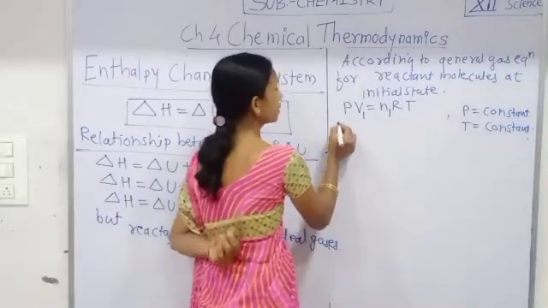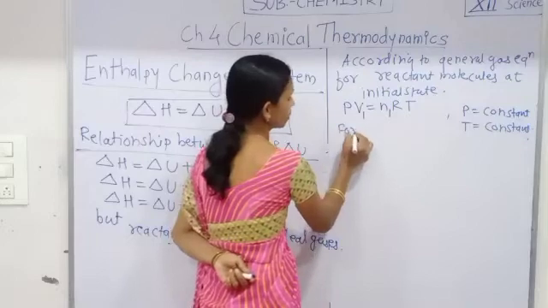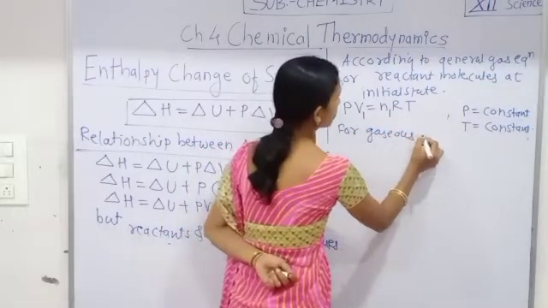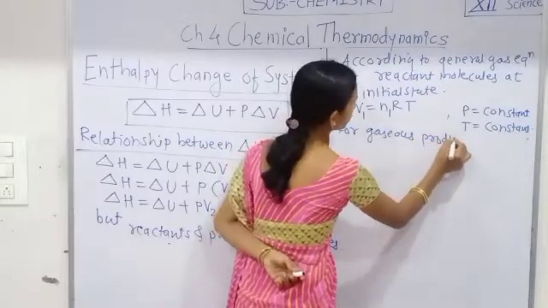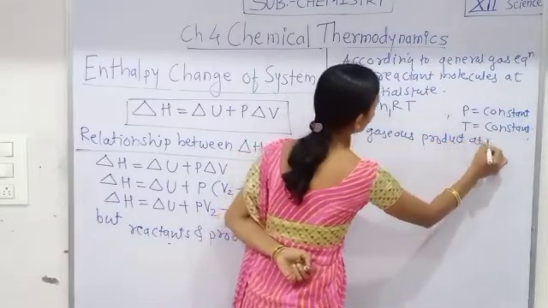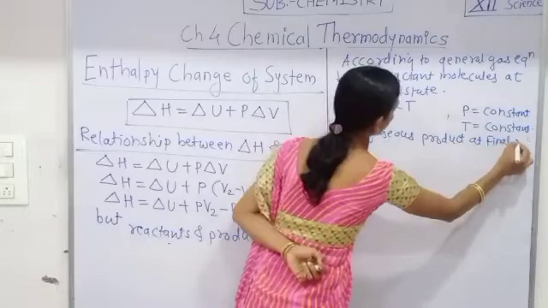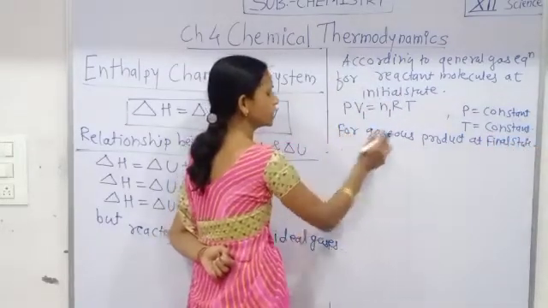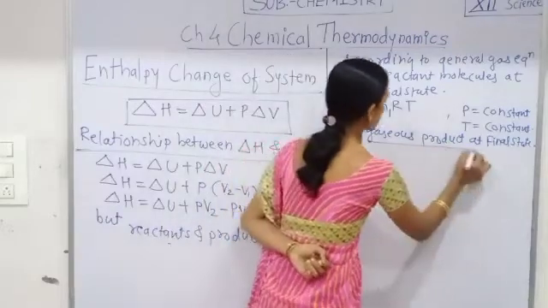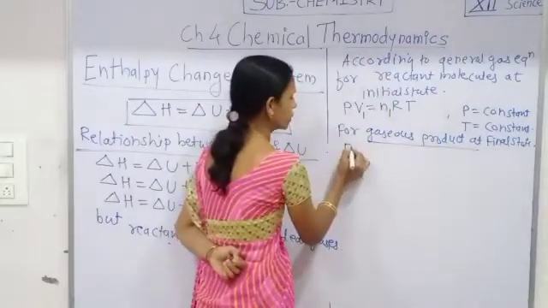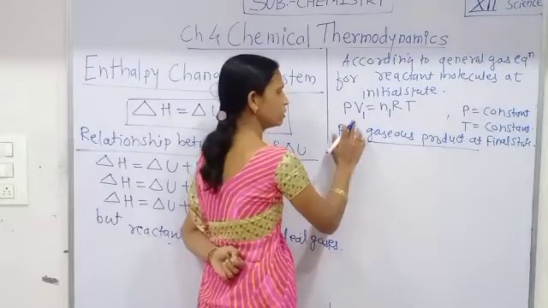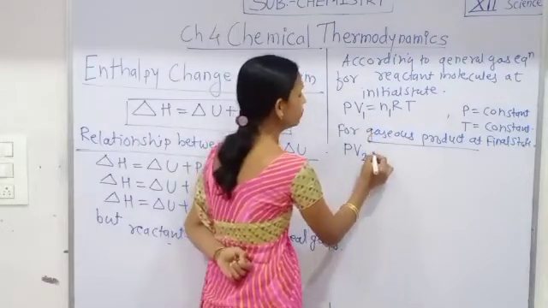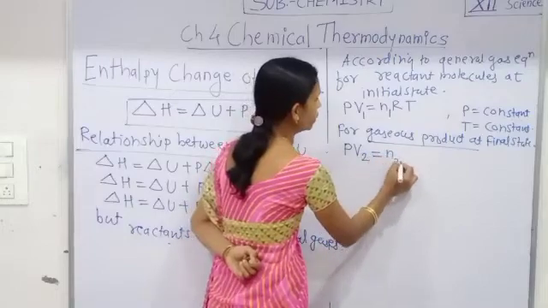Similarly, for gaseous product at final state, when the system reaches the final state, then products are there. Therefore that equation, the general gas equation, becomes PV2 is equal to N2RT.